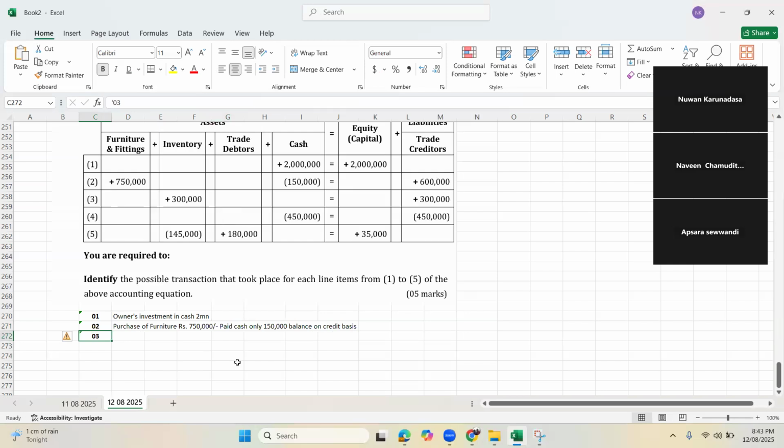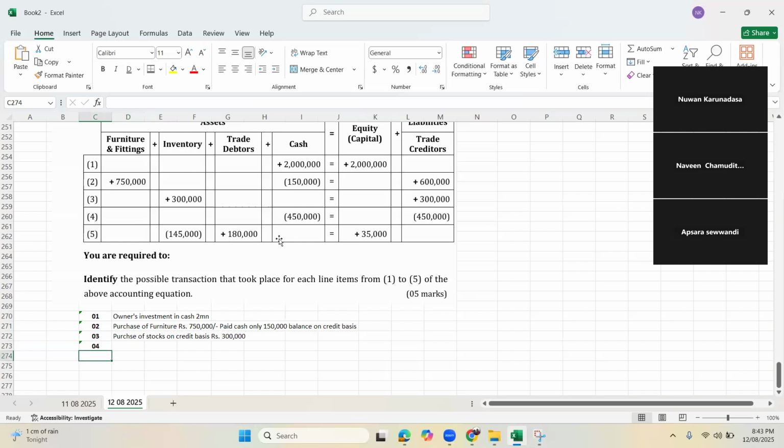Look at number 3 and try. Inventory increases, creditor increases. Purchase goods of 3,000 on credit basis. Very good. Purchase of stocks on credit basis Rs 300,000. Very good. Number 4.